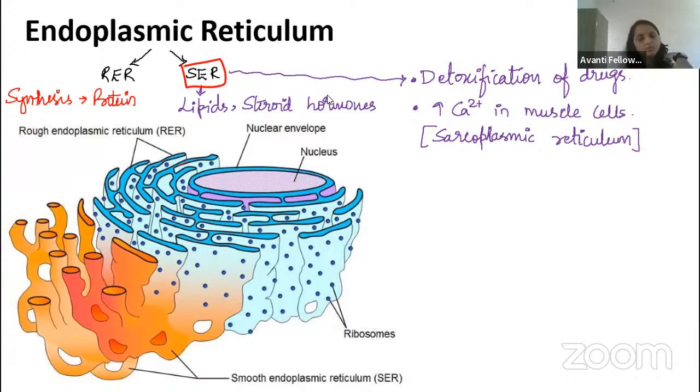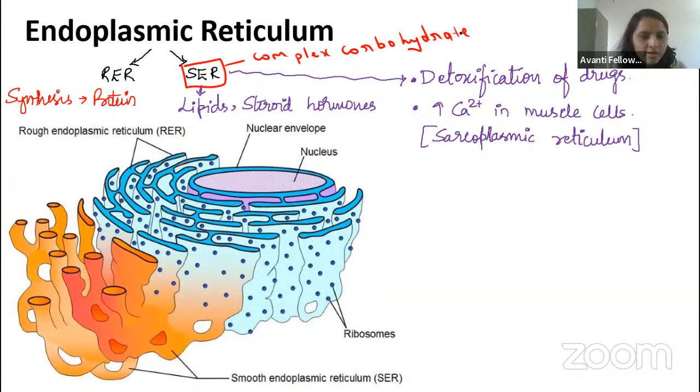And what is another function of the smooth endoplasmic reticulum? We have the phospholipid, right? So where is the phospholipid going to be synthesized, guys? From the smooth endoplasmic reticulum. So it helps in phospholipid synthesis. Then another thing, it helps in the synthesis of some complex carbohydrates. Okay, guys. Then it is also involved in the synthesis of steroidal hormones.